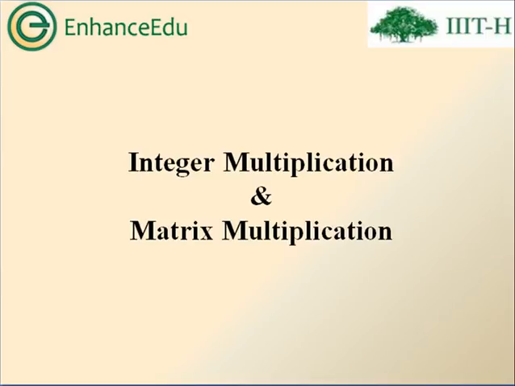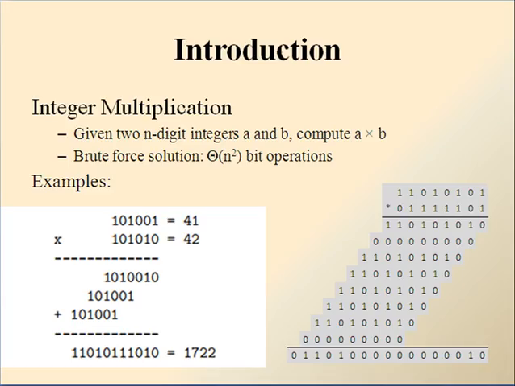Integer multiplication and matrix multiplication. Integer multiplication: given two n-digit integers a and b, we have to compute a cross b. If we apply brute force, there will be O of n square bit operations.